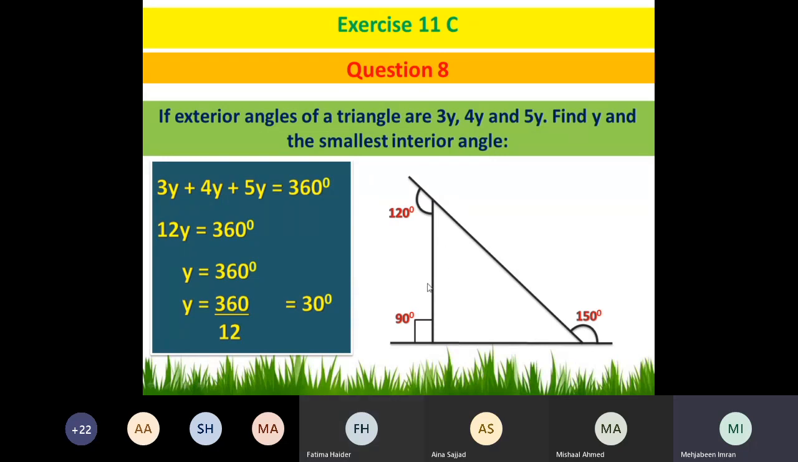It's a triangle. They are saying in the question it's a triangle. And exterior angle means outer angles. So one angle you told me just now, 3y, 3 times 30 is 90, right? And the second angle 4y, 4 multiplied by 30 is 120. So this is 120. And the third exterior angle is 5y, 5 into 30, 150. Okay.